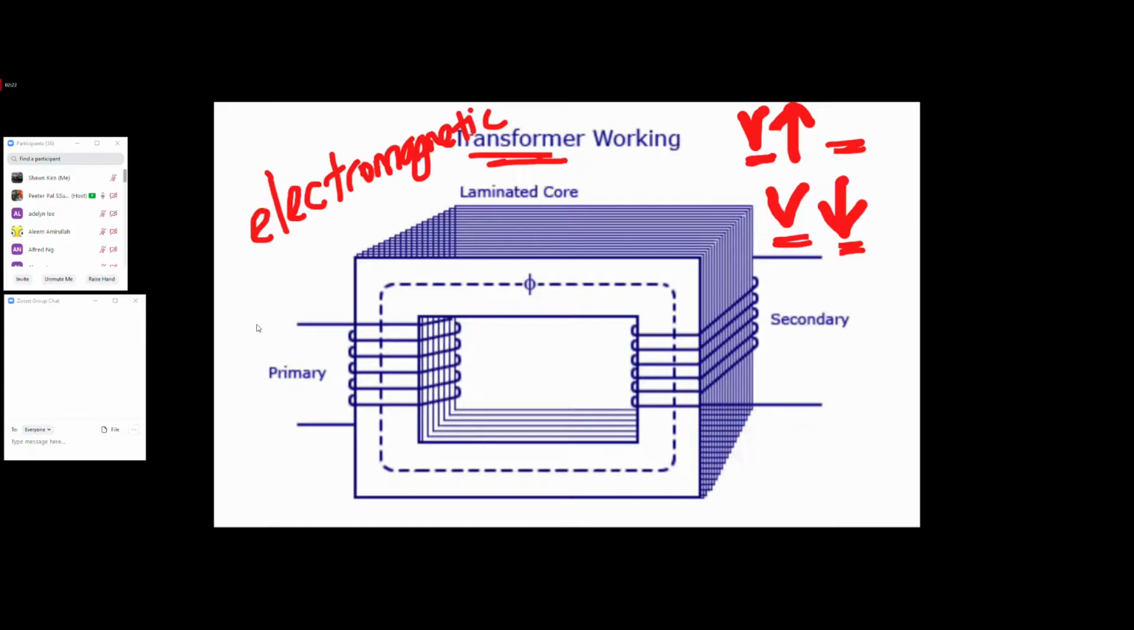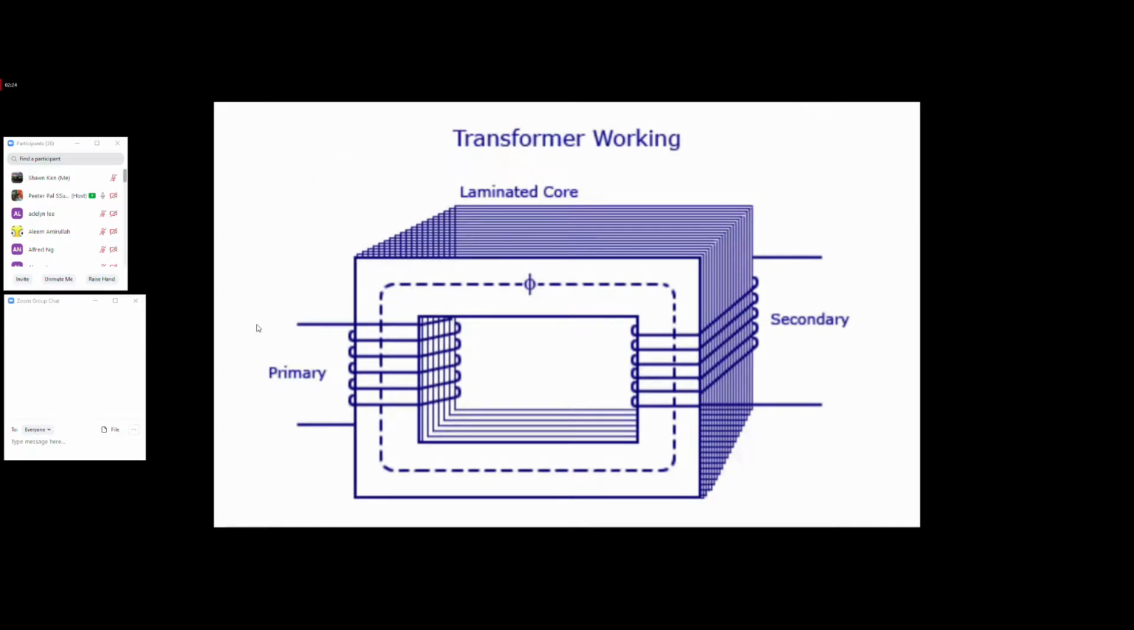Next, number 2. What is a transformer made of? A transformer is made of a primary coil. This primary coil must be connected to an AC supply. AC supply, primary coil, and the secondary coil, we call it the output.